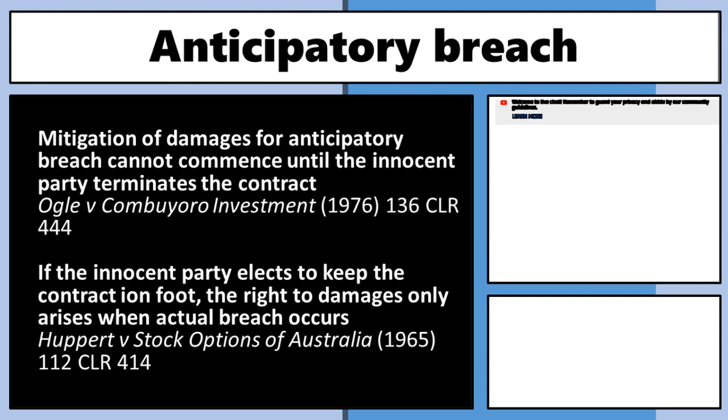Anticipatory breach. Why am I talking about this? Because the mitigation component can't, by definition, start happening until there's some form of termination. This is where anticipatory breach, or there's some form of repudiation.